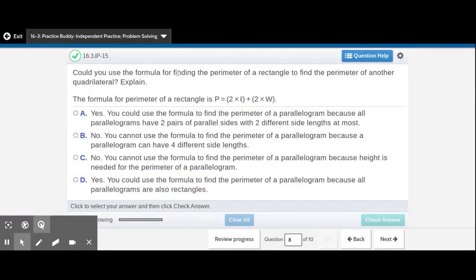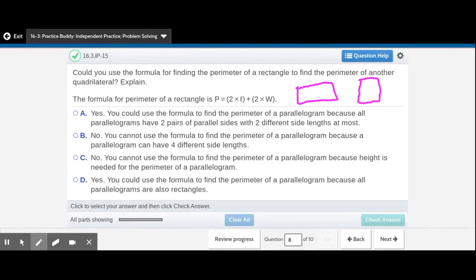Could you use a formula for finding the perimeter of a rectangle to find the perimeter of another quadrilateral? Explain. The formula for a perimeter of a rectangle is P equals length times 2 plus width times 2. Now let's think about a rectangle. And then let's think about a square. Because I know that the square and rectangles have similarities.